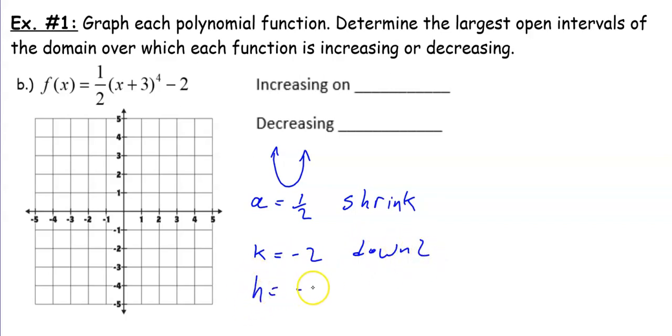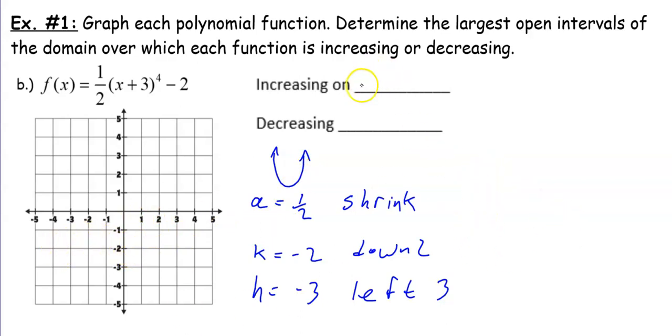and H equals -3, because there should be a negative in here. If it's a positive, that means the 3 is negative. That means we are going to go left 3. So it should look like this, but it's going to look wider than normal. It's going to go down 2 units and to the left 3.